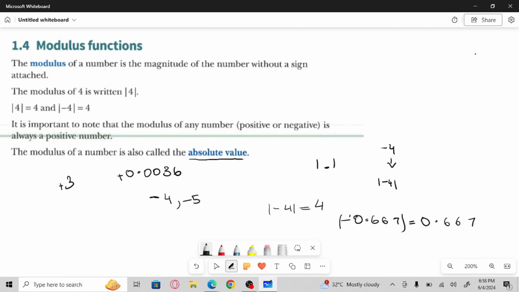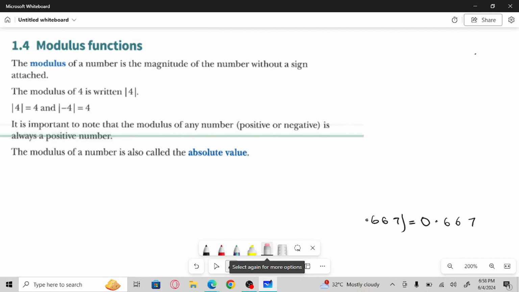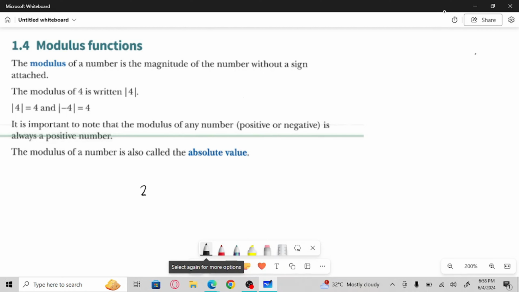Okay, now we know what a modulus is. But what is the reverse of a modulus? If we reverse a modulus, we get two values. What are those two values? They are a positive value and a negative value.